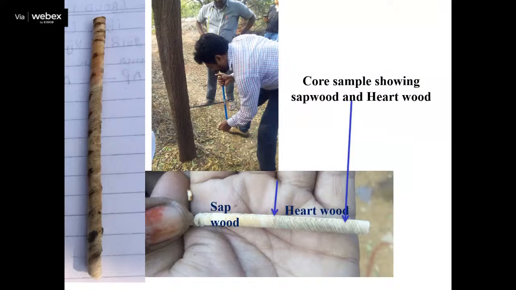And once it is done, we can analyze this core sample. This analysis is very clear because there will be distinct coloration along the core samples where heartwood and sapwood can be made out, and how much percentage of heartwood is formed can be measured.